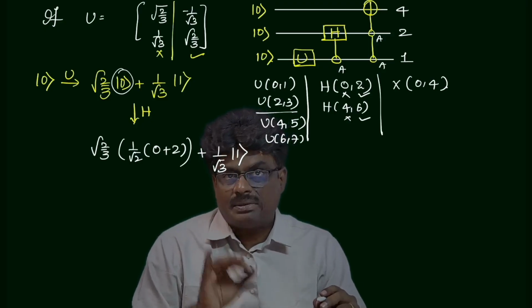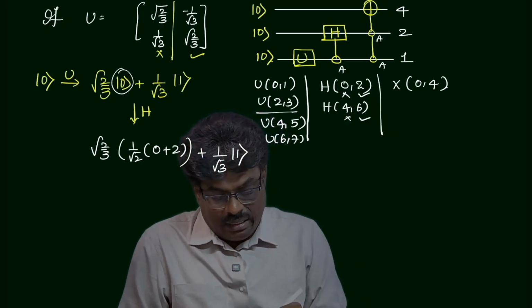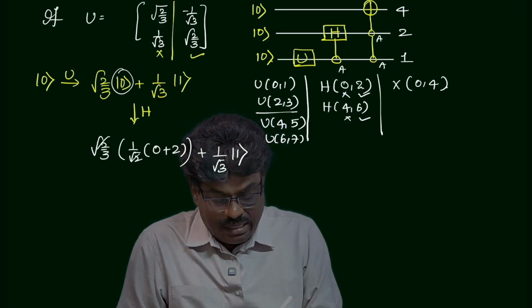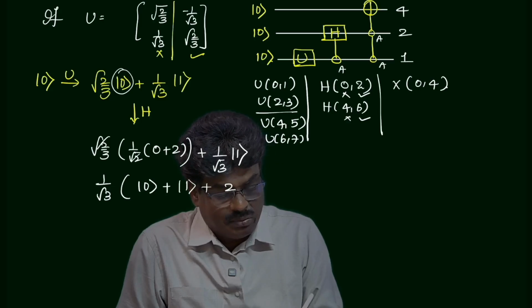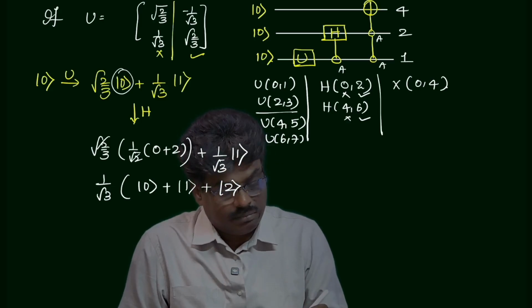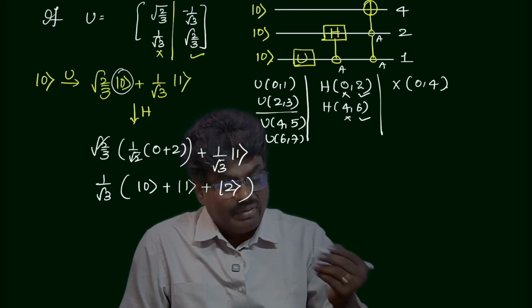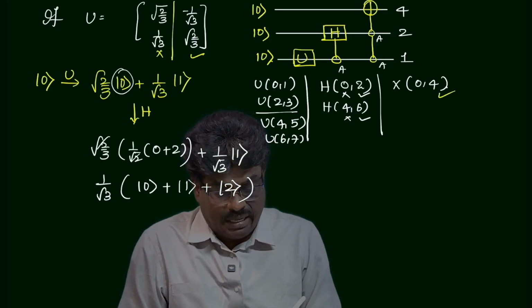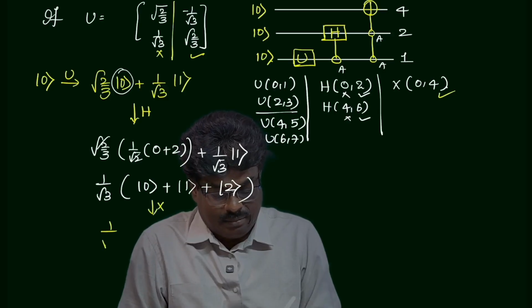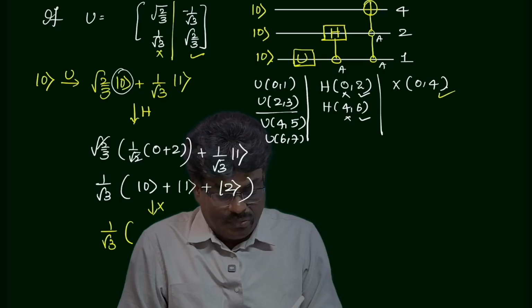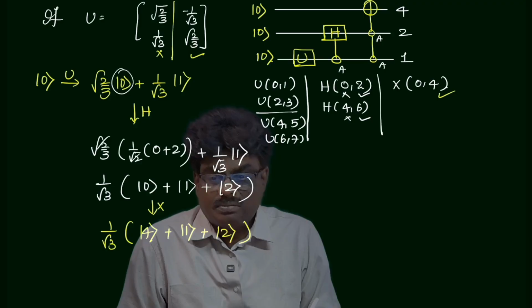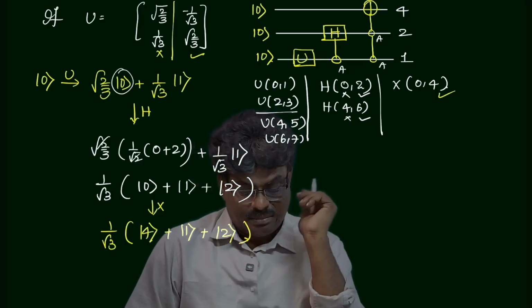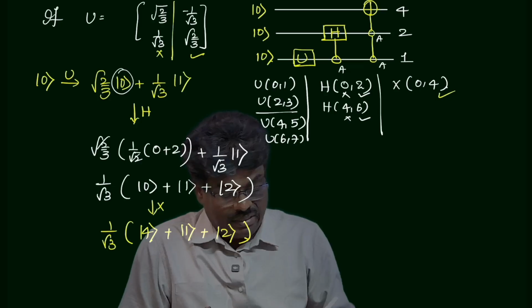This is the advantage of this method. And this root 2 gets cancelled, and I'm just writing one more time. This is 0 plus 1 plus 2. And finally there is one more operation, that is x, that becomes 0 to 4. That's why 4 plus 1 plus 2. That's it. So this is the final answer.